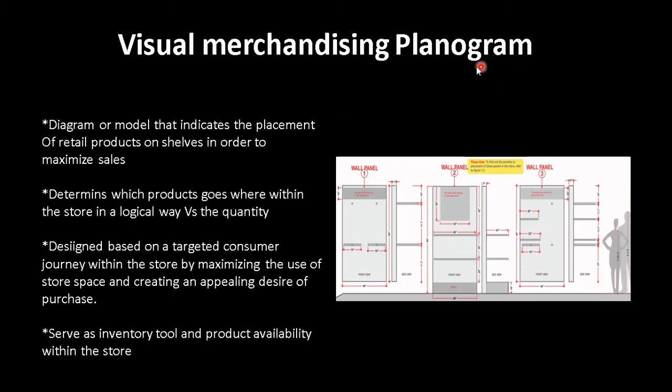The visual merchandising planogram is the tool used by the merchandisers to execute merchandising within the store. It allows us to understand where the product should be in order to increase sales. At the same time, it gives us the full logical way of where product should be within the stores. It helps maximize the use of space, and it can allow us to create a full inventory if we would like to perform that in the store.